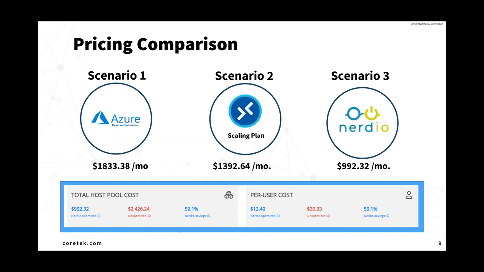Again, this is just focused on the compute. Scenario 3, using Nerdio and trimming further some of that excess, we're down to under $1,000 per month. That is a 59% savings, and the cost per user goes from $30 a month per user down to $12.40 per month. A pretty significant savings, and more than enough to justify the $3 to $7 per month per user for Nerdio right there on the compute alone.